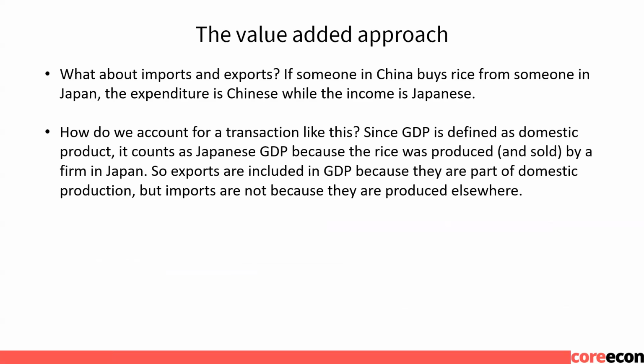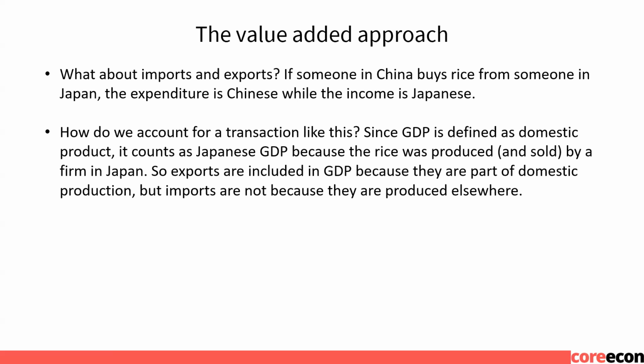And if you were to think, someone in China buying rice from someone in Japan, the expenditures are Chinese because they are buying something from Japan, but who's earning money? Well, a Japanese farmer, a Japanese person is earning money. So how do you think about this in this framework? How do we account for transactions like this?